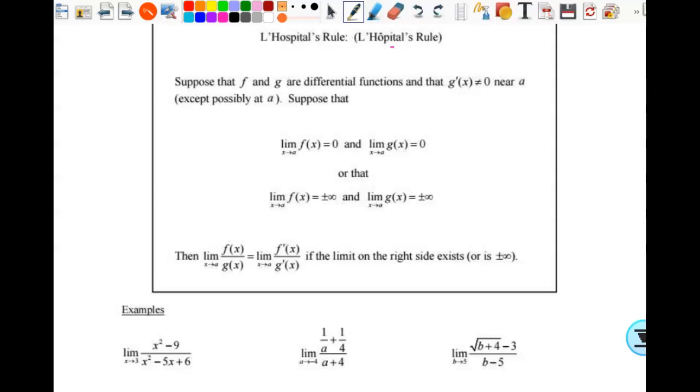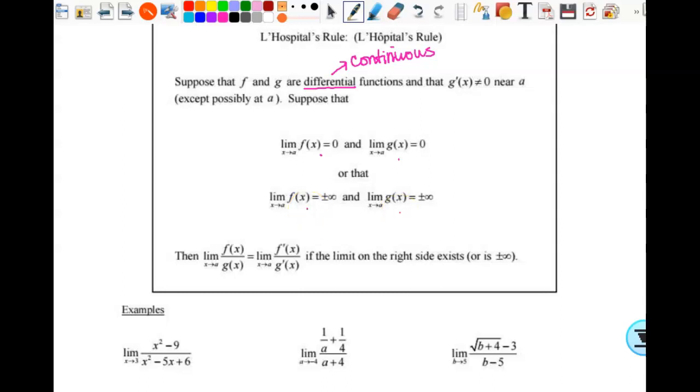All right, suppose that f and g are differentiable functions, okay? If they're differentiable, they are also what? Continuous. Functions where g prime of x does not equal 0 near a except possibly at a. So let's suppose that the limit as x approaches a of f and g are both 0, okay? Or that the limit as x approaches a of f and g are infinity.